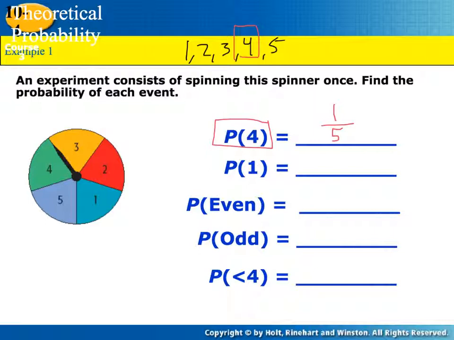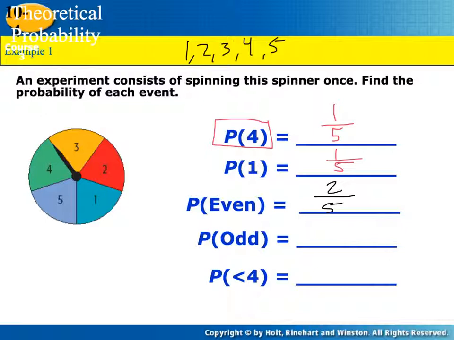So the probability of 1 is very similar. How many times do you see that 1? 1 out of 5. Then the probability of an even number coming up. So if I came up here and looked at these outcomes, 1, 2, 3, 4, 5, what is the probability that I have even numbers? How many even numbers do I have? Dos. I have 2 even numbers. Okay, 2 and 4. How many total outcomes do I still have? 5.